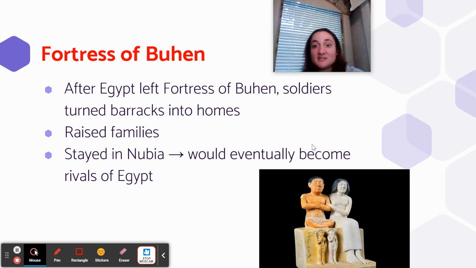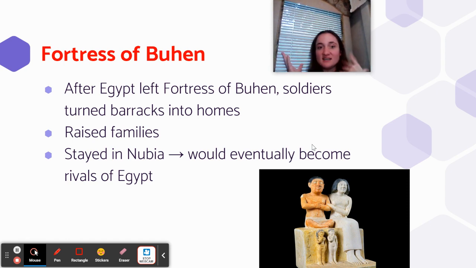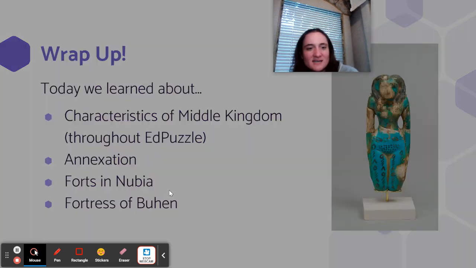So, after Egypt left the Fortress of Buhin, soldiers were like, hey, this is an awesome little tiny city. Let's make these barracks into just our houses. So that's what they did. And they raised families. And these Egyptian soldiers stayed in Nubia, which would eventually become rivals of Egypt, but that's a long story down the road. But yeah, they repurposed the fortress, which is really cool. And here is a statue, by the way, that usually upper class Egyptians would do. They would make statues of the husband, the wife, and then the children, which are always portrayed as so tiny, which I don't understand, but whatever.